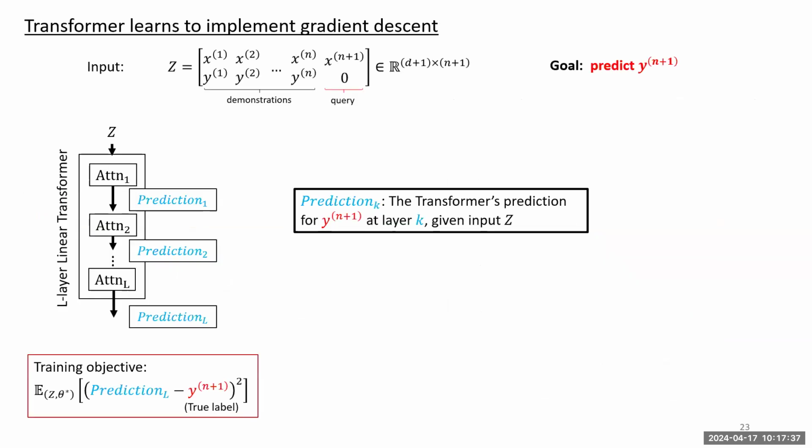Okay, so what does it mean for a transformer to implement gradient descent? On the left, I show an L-layer linear transformer, and the input to the transformer is a matrix of n demonstration x, y pairs along with a query. So at each layer i, we can read out a prediction for y_{n+1}. And we'll train the transformer by minimizing the objective at the bottom left, which is the error between the last layer's prediction and the true label.